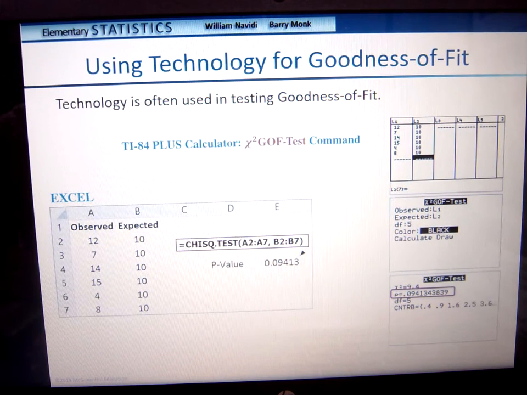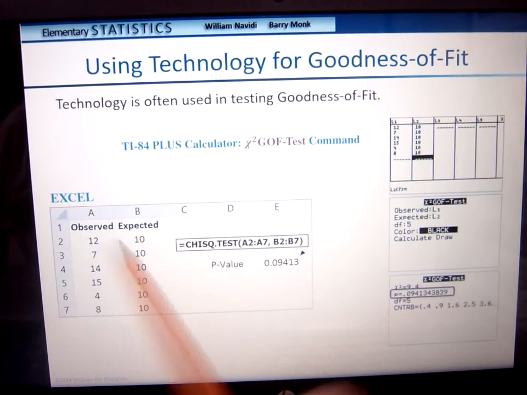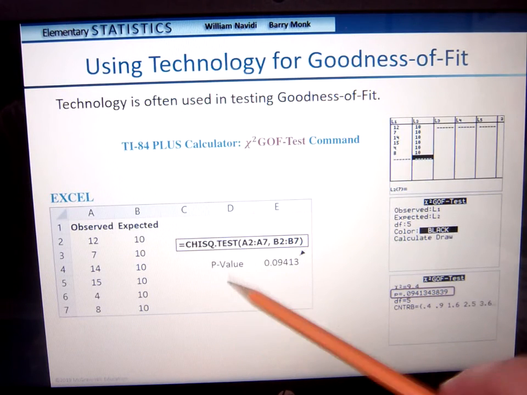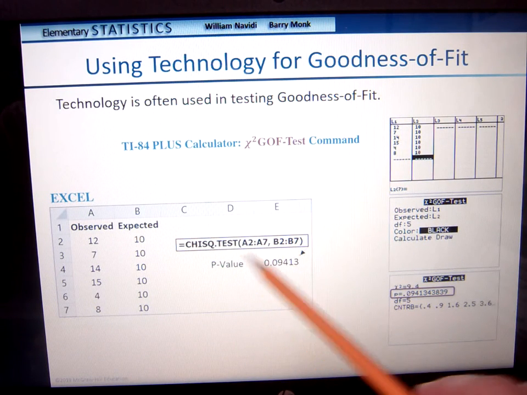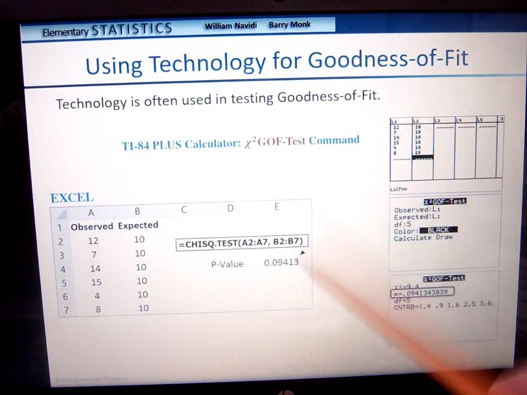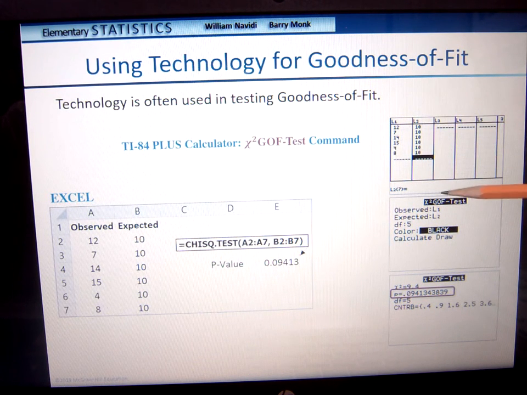So here we have the technology to use the goodness of fit. We have our expected and our observed. We can do it in Excel, which I love Excel. And here's the chi-squared statistic here, getting your value. We can use our TI-84 Plus, putting in our lists, going to chi-squared. Here's our test, using our list 1 and list 2. Degrees of freedom, and there's our value. So either way.